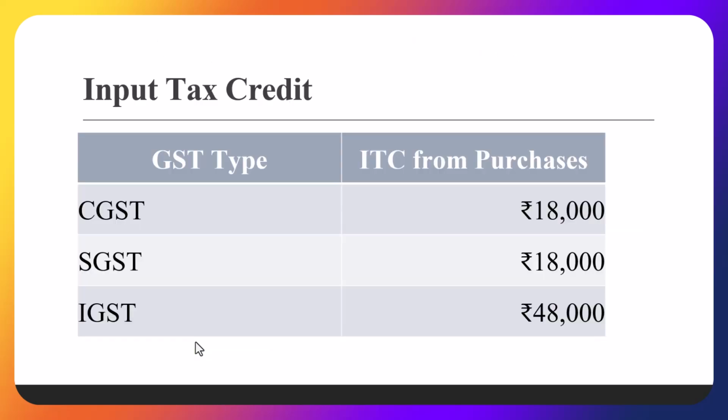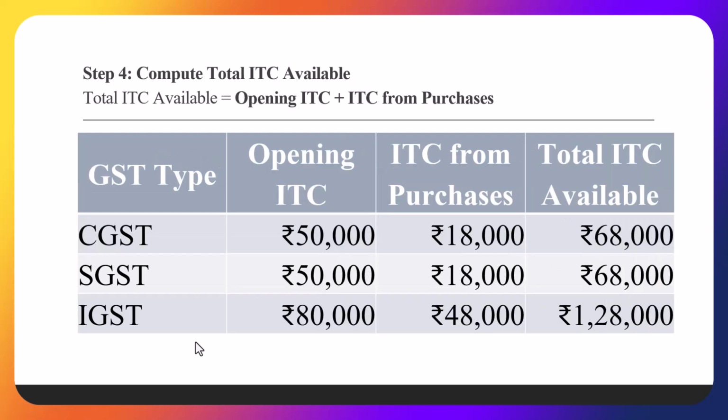So this will be the input tax credit which will be available to him: CGST, SGST, and IGST. Is that okay for everyone? Yes, sir. Okay, so now we have to calculate what was the opening balance, what were the total purchases he made on which the ITC will be available, and what will be the total ITC available. Without reversing, first we have to calculate how much ITC is available to him.